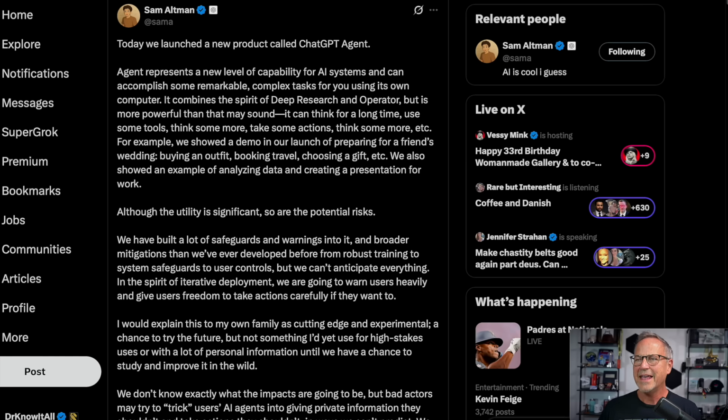Anyway, Agent represents a new level of capability for AI systems and can accomplish some remarkable complex tasks for you using its own computer. It combines the spirit of deep research and operator, but is more powerful than that may sound. It can think for a long time, and that's the whole thing here. It's agentic, and it has long horizon tasks it can do, and we'll see how well it does.